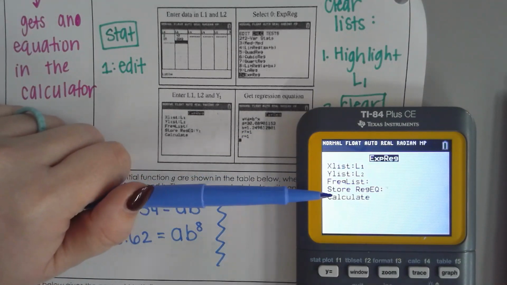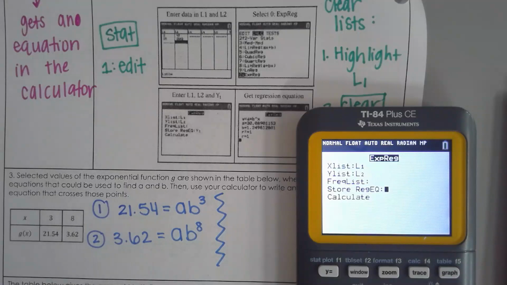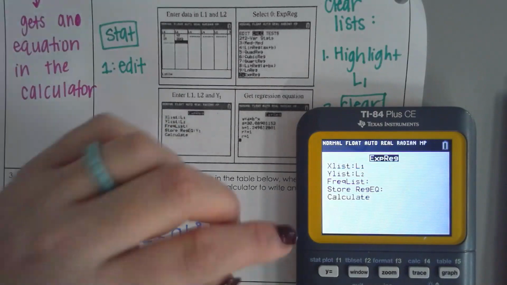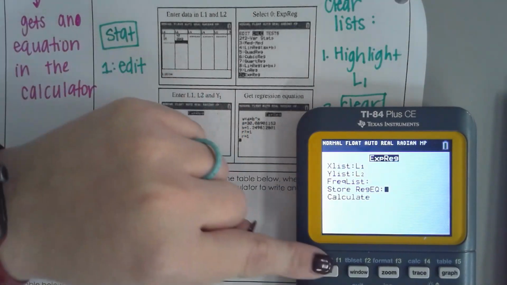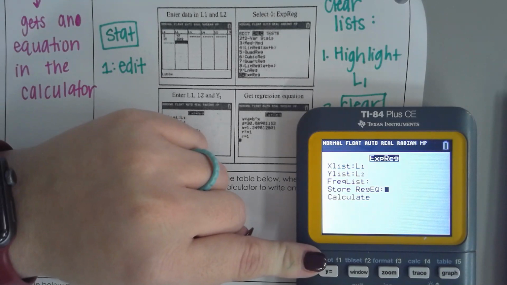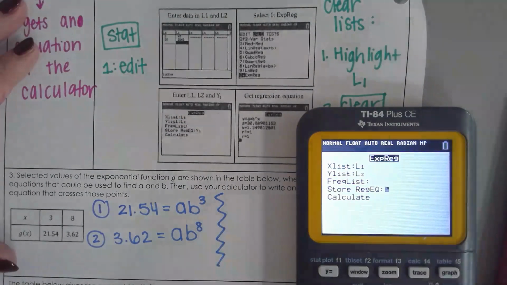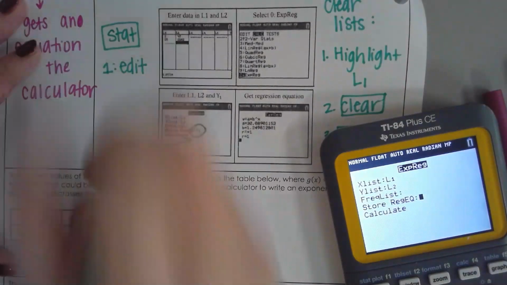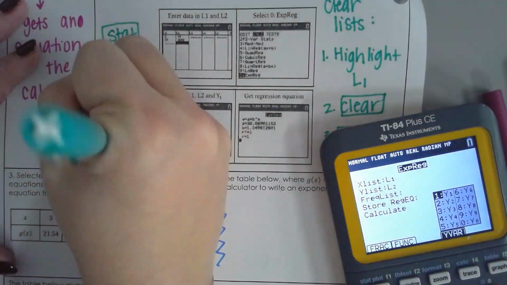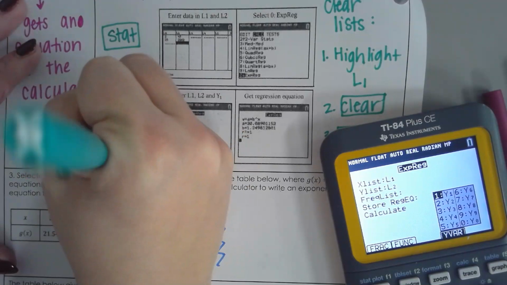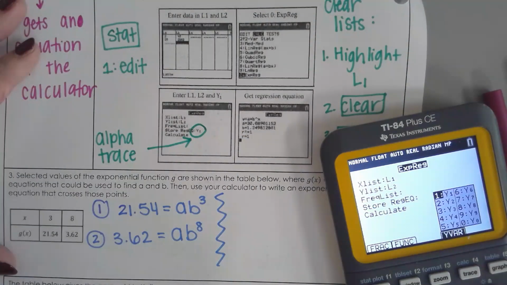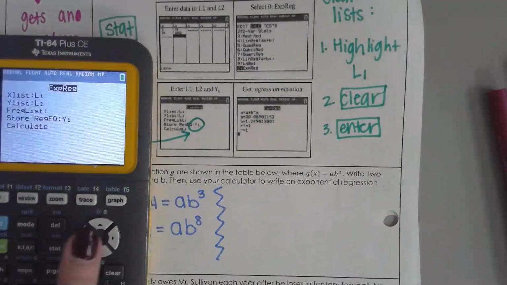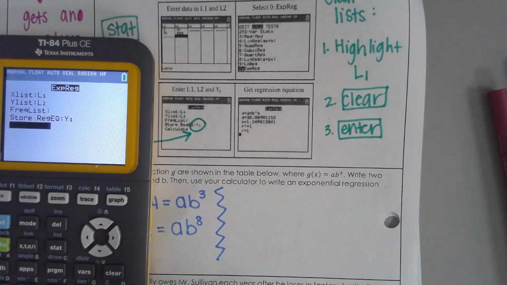The store, you need to store it in y1. What that's going to do is type that equation into y1 and make our life easier later on. So to get that, you might want to make a note. To get that, let me double check. Yes, it is alpha trace. Alpha trace does y1. And then we're going to hit calculate.